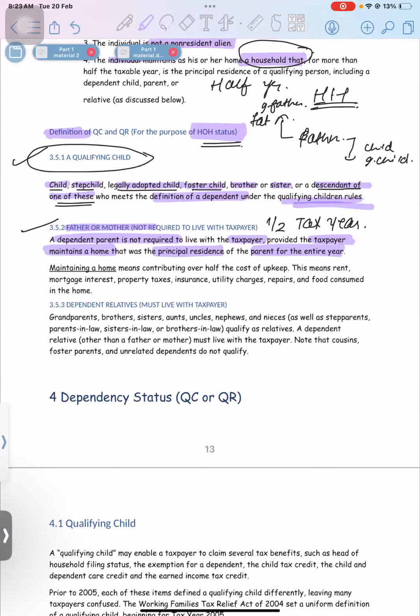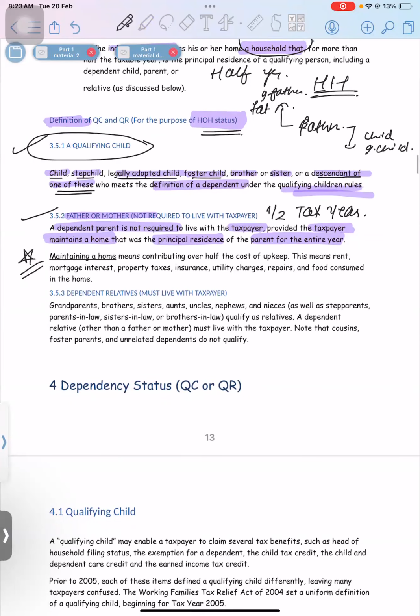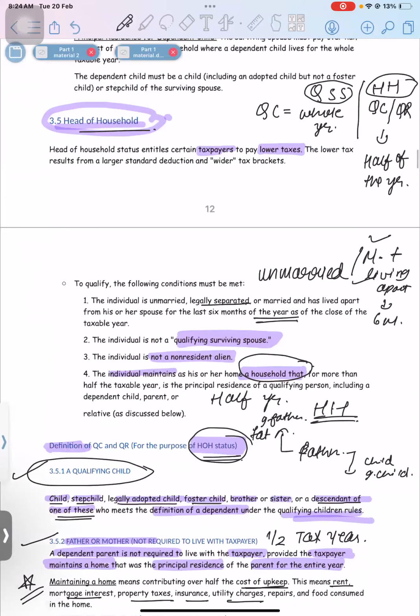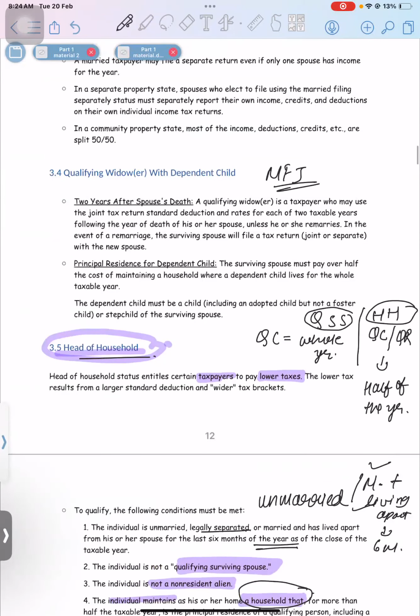Now, maintaining a home is actually defined here. You should be paying the cost of upkeep, meaning maintaining the home, cleaning and maintenance services. You are going to pay the rent, mortgage interest, property tax, insurance, utilities, everything. Every expense related to the home is your household expense. Maintaining the home expense is what we check for head of household, and also in QSS we check the maintaining the home expense concept. See here it is mentioned.